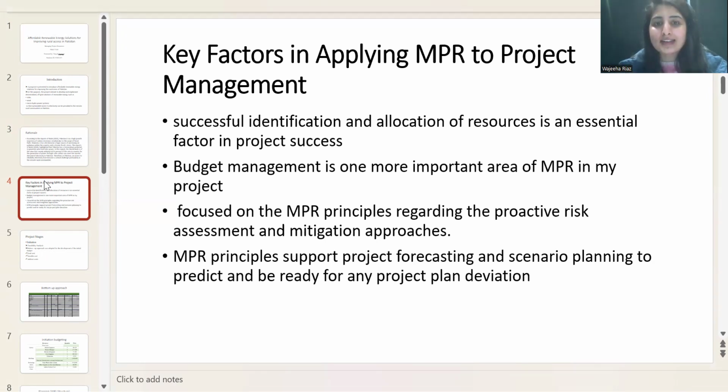The third factor is the managing project resources principle, through which I considered proactive risk assessment and mitigation approaches. The next principle that I analyzed and chose for the project is forecasting and scenario planning, because we have to make three scenarios, realistic, pessimistic, and optimistic, to check whether the project budget is good in the future or not. So that's the key factor that I employed.